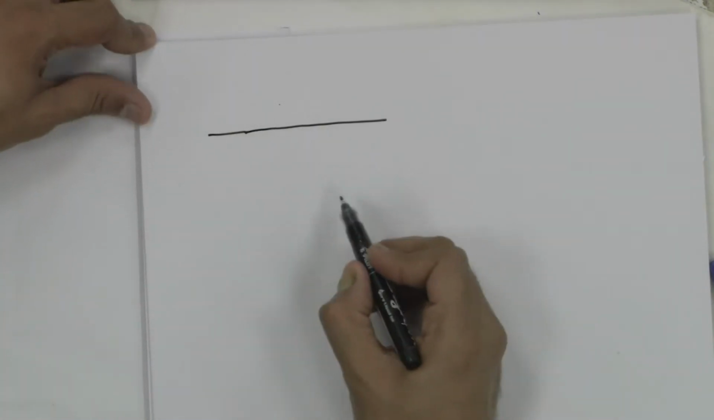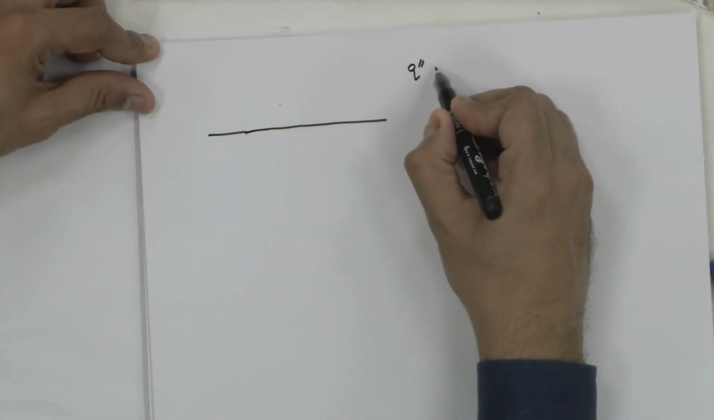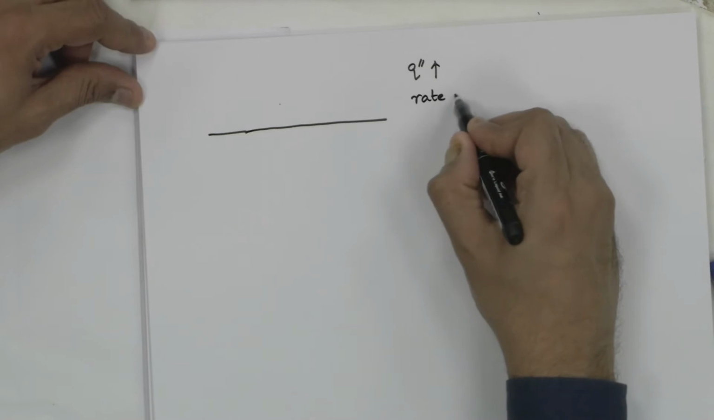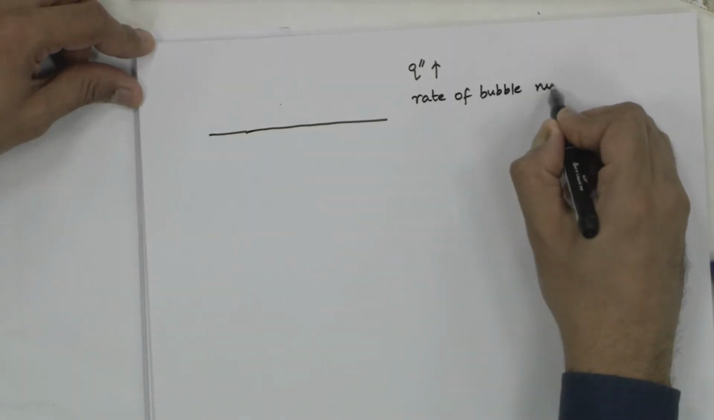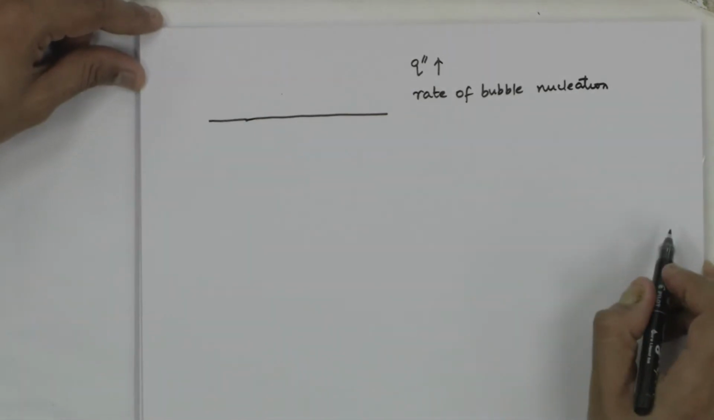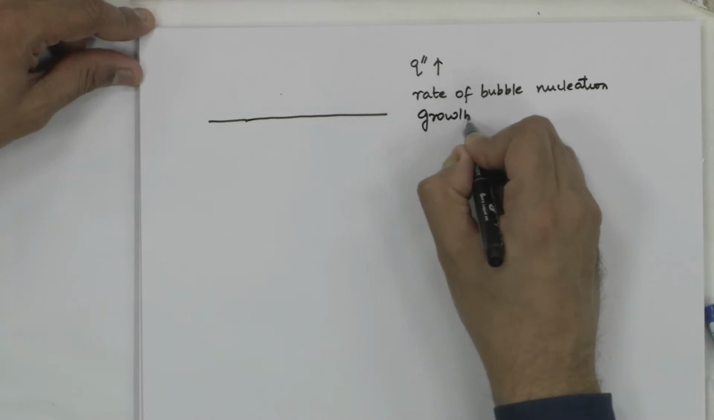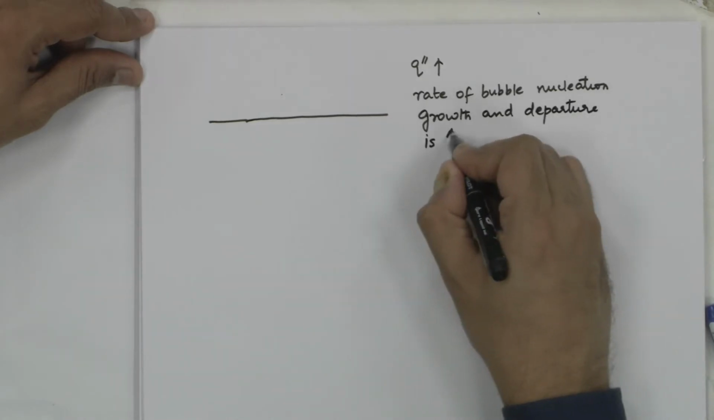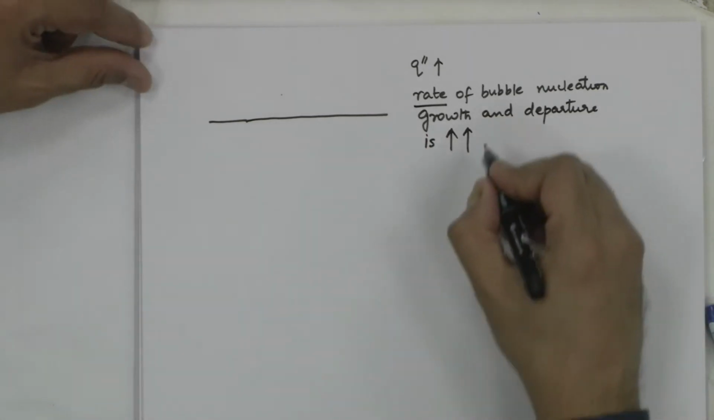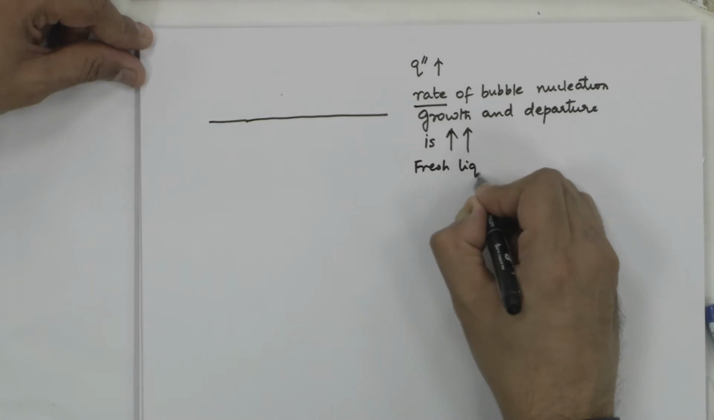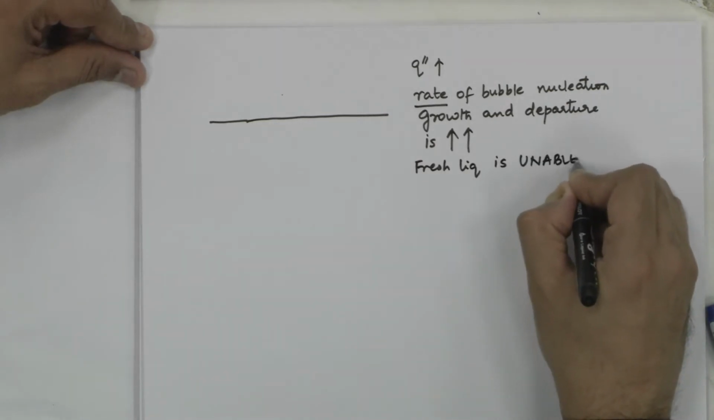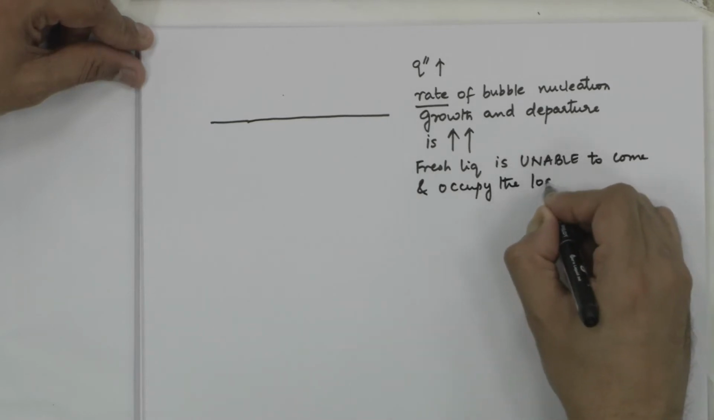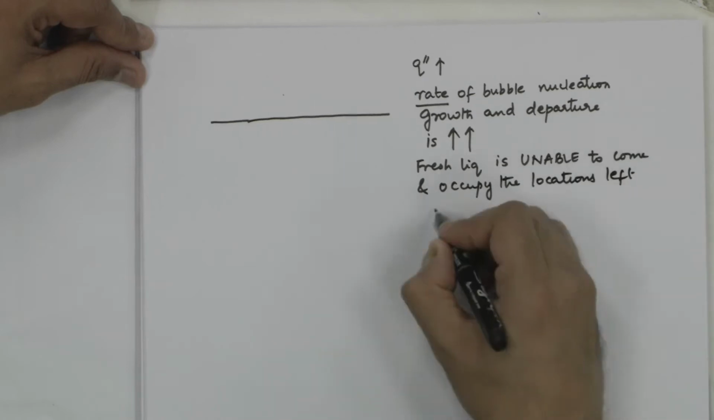What happens is, when your heat flux is high enough, the rate of bubble nucleation, growth and departure is so high, so fast and rapid, that fresh liquid is unable to come and occupy the locations or positions left by the departing bubble.